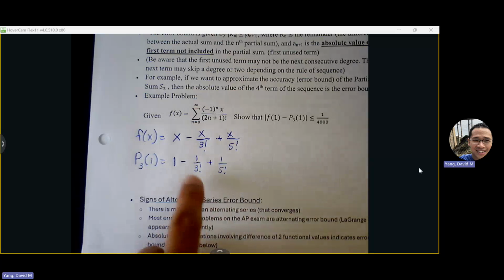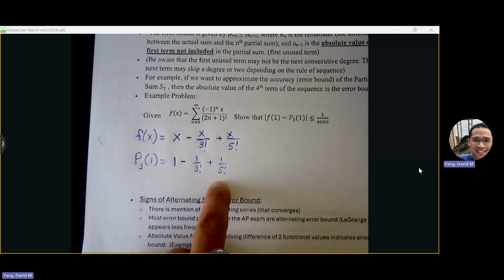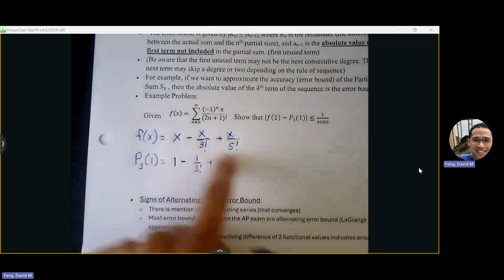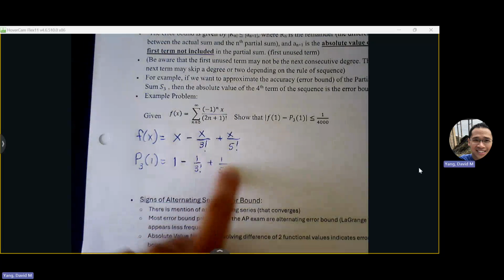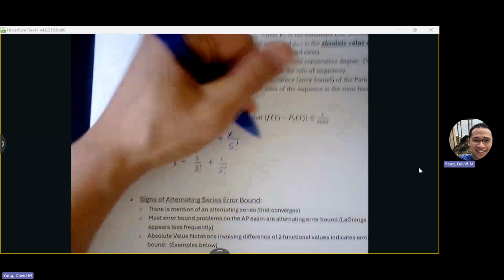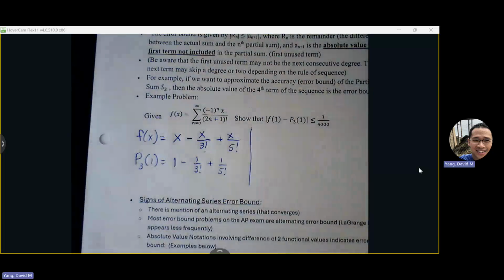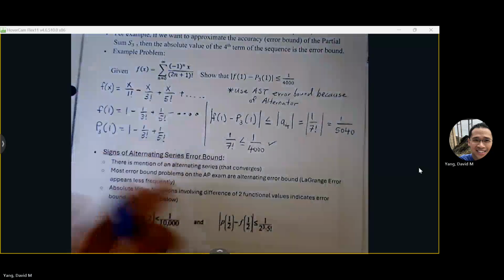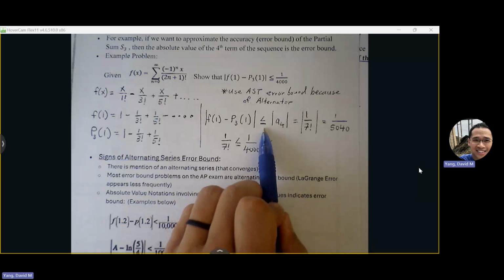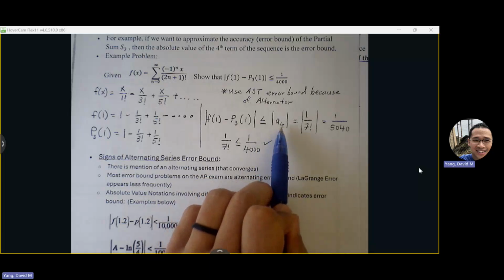So the question is, can we have a ballpark value of what the accuracy of this P sub 3 at 1 is? And if I want to find the accuracy of this P sub 3 of 1, I can just look at what? My fourth term, right? So I know that f of 1 minus P sub 3 of 1 is guaranteed to be less than or equal to the absolute value of my fourth term.